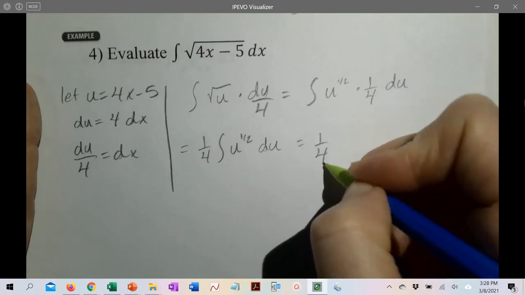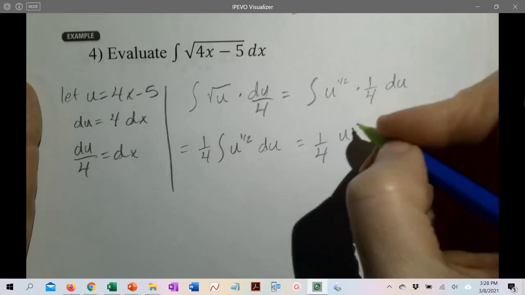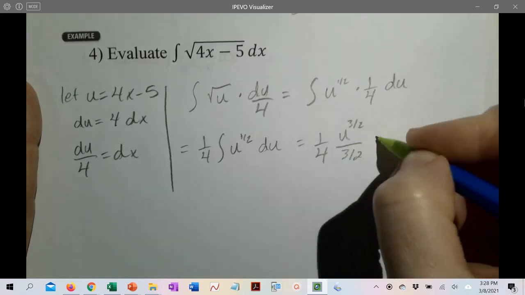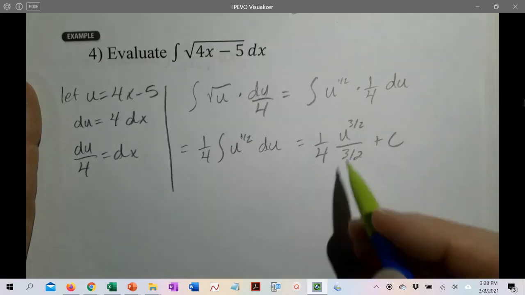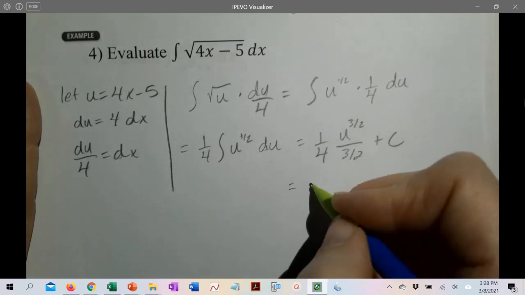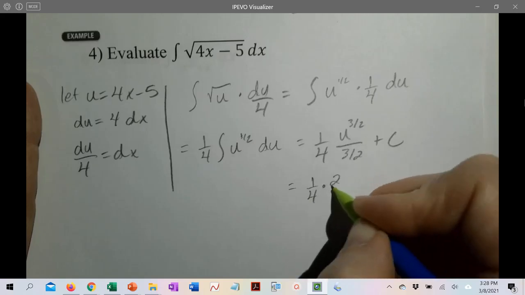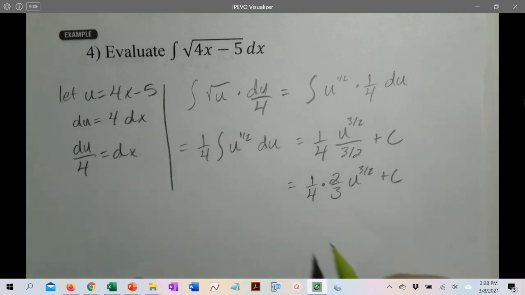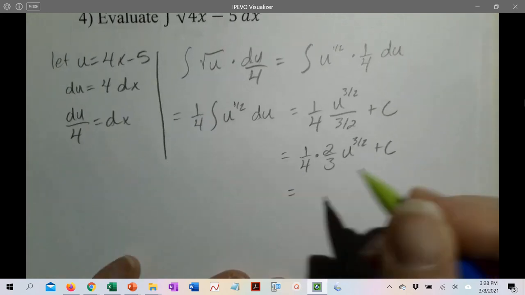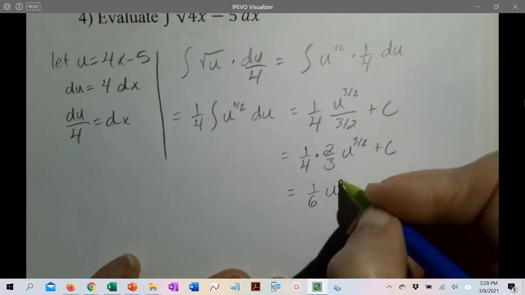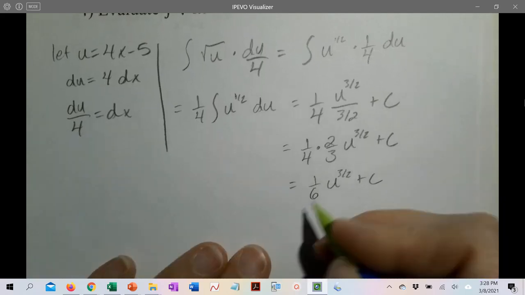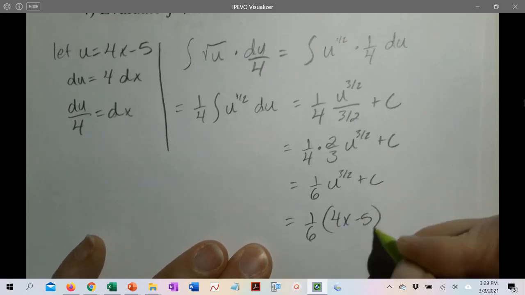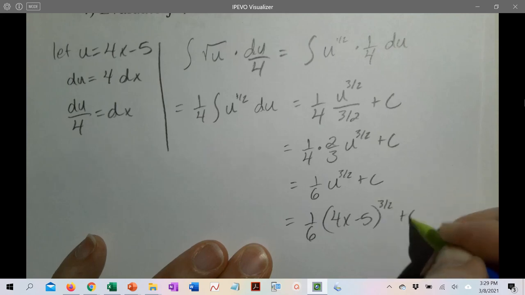So let's just carry that 1/4 into the next step, and we're going to have u to the 3/2 power, so add 1, divide by 3/2 plus c. And of course, dividing by 3/2 is the same as multiplying by 2/3, so I really have 1/4 times 2/3 times u to the 3/2 plus c, and 1/4 times 2/3 is 1/6 u to the 3/2 plus c, and then we'll back substitute to put it back in terms of x. So that's (4x minus 5) to the 3/2 plus c.